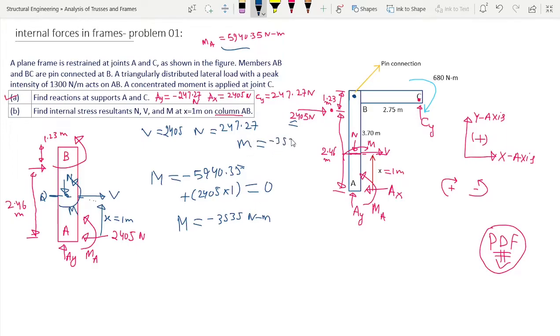I hope I did every calculation right. Please check my calculations, because sometimes I make mistakes, and I hope you understand the basic concept. The intention of this video lecture is to give you the concept and the understanding of how we are going to solve such internal force problems in frames or in trusses. We also find the internal stresses: how to find the shear force in beams, the normal force in beams, and the bending moment in beams, in columns. You will get enough concept from this video lecture.